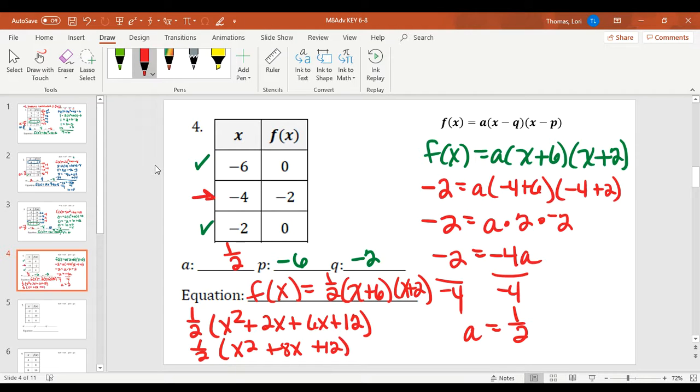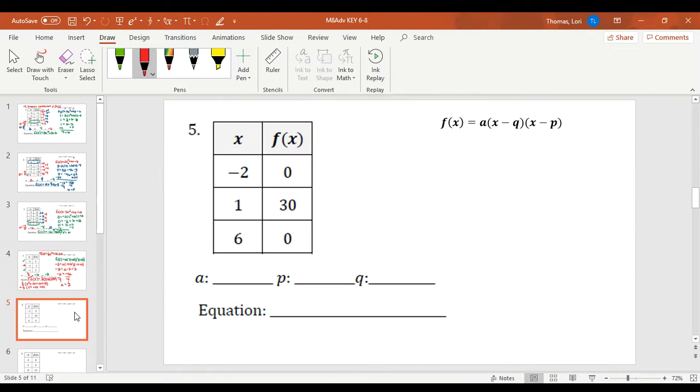And now you're going to distribute your 1/2. That gives us 1/2 x squared plus 4x plus 6. So now we have it in factored form and standard form. Let's take a look at number 5.